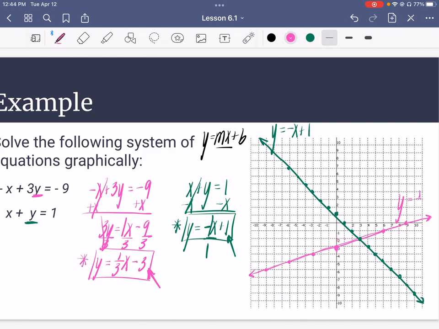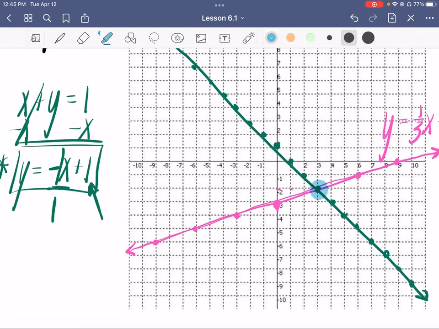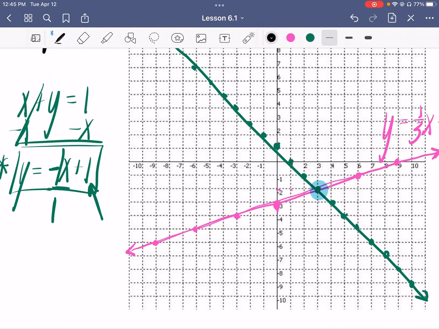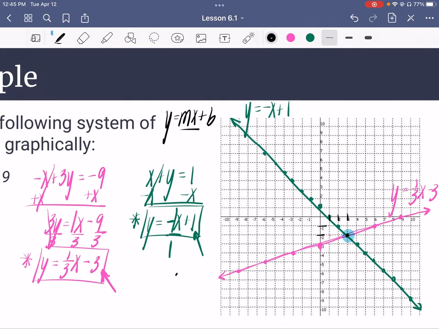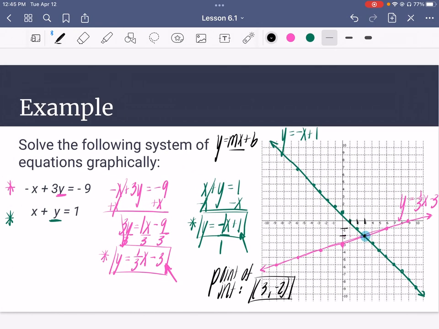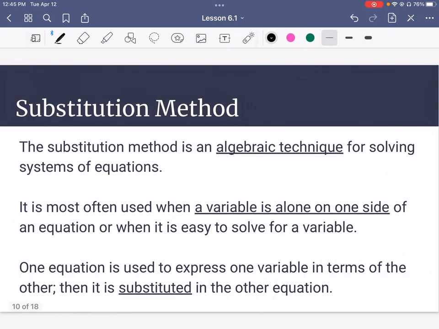Okay, draw your line. Hopefully it's a little straighter than mine. Again, make sure you are labeling these lines or using different colors like I am, and then we look for a point of intersection, which is right here at positive 3, negative 2. So my point of intersection is my solution, (3, -2).